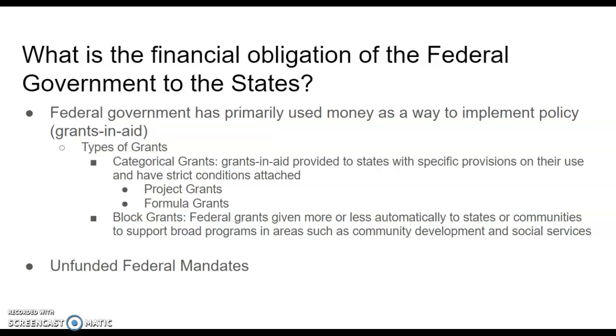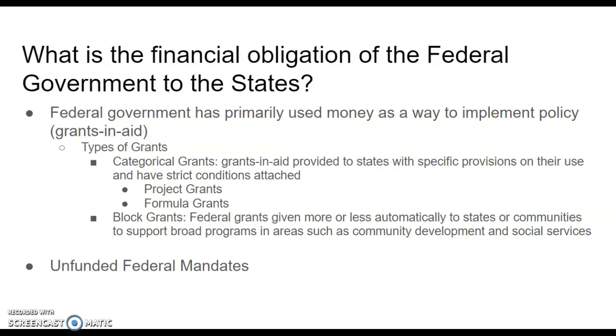And then a formula grant, and these are grants where money is given based on a particular formula for the population, how many people within that population are in need, and then that particular formula would be applied and that amount of money would be set aside. And then the second type of grant is a block grant. These are federal grants given more or less automatically to states or communities to support broad programs in areas such as community development and social services.